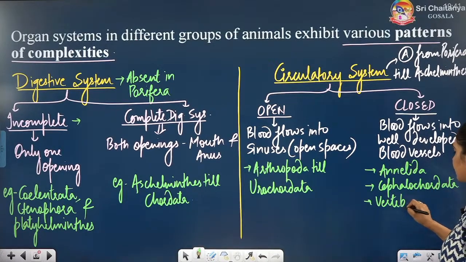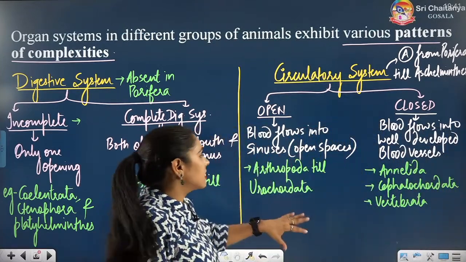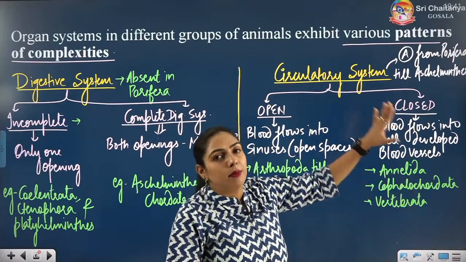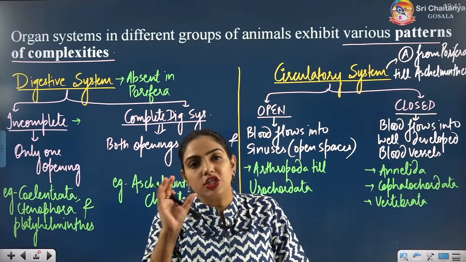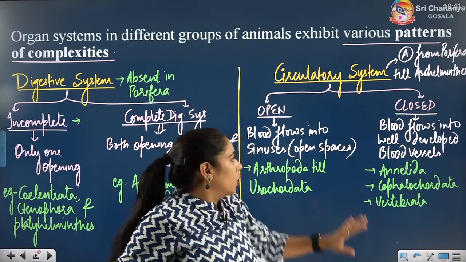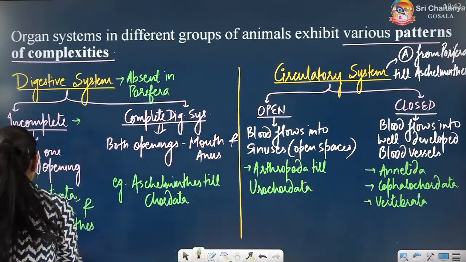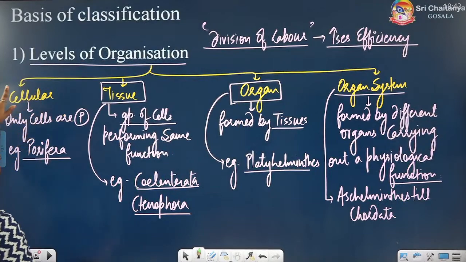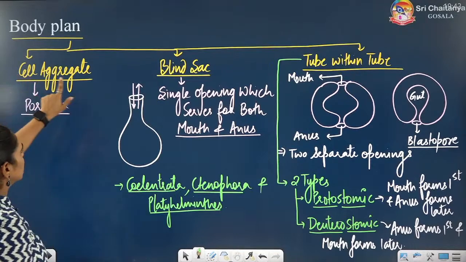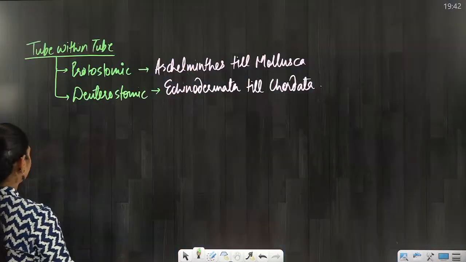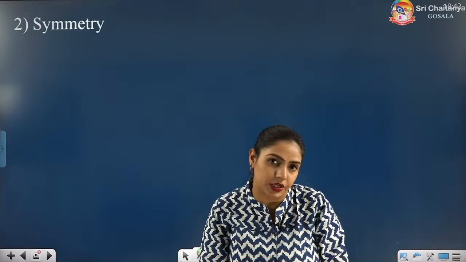There are some exceptions with this. There are some exceptions in the Mollusca, and some exceptions in the Annelida like leech, but we will be talking about the exceptions when we talk about each and every phylum in detail. Alright. So now you have to remember this. Till now we have understood the level of organization, the complexities on the basis of classification, and the body plan, and now we are going to understand the symmetry.